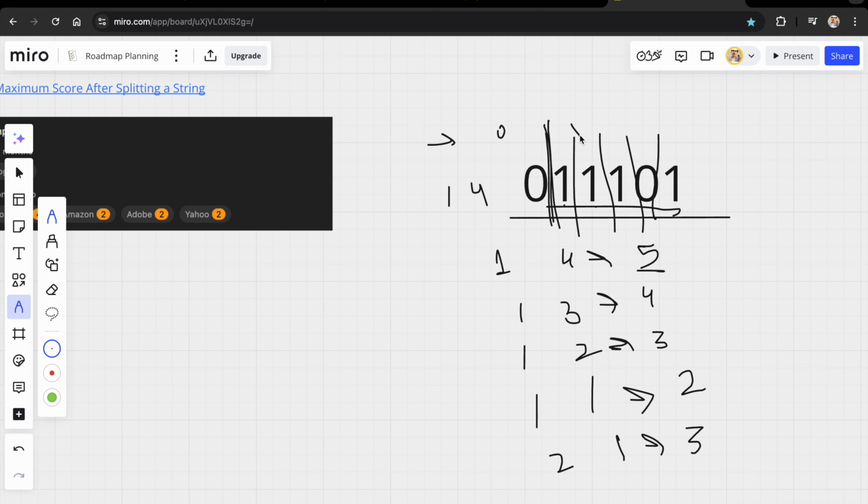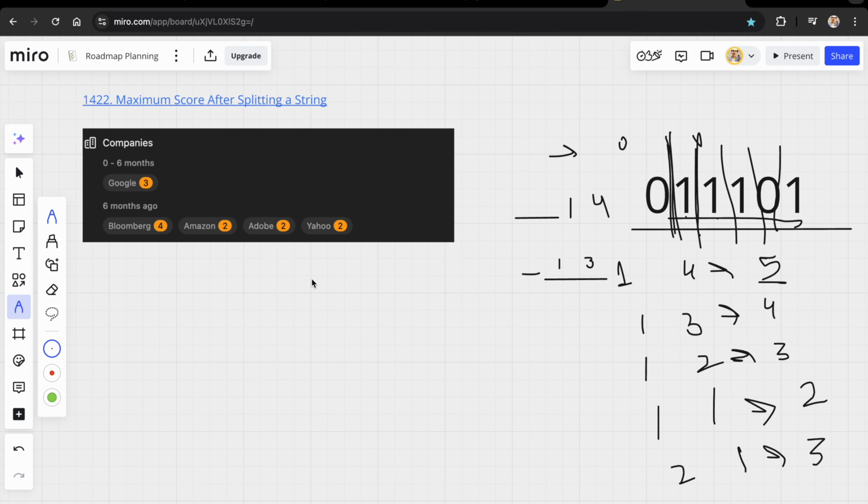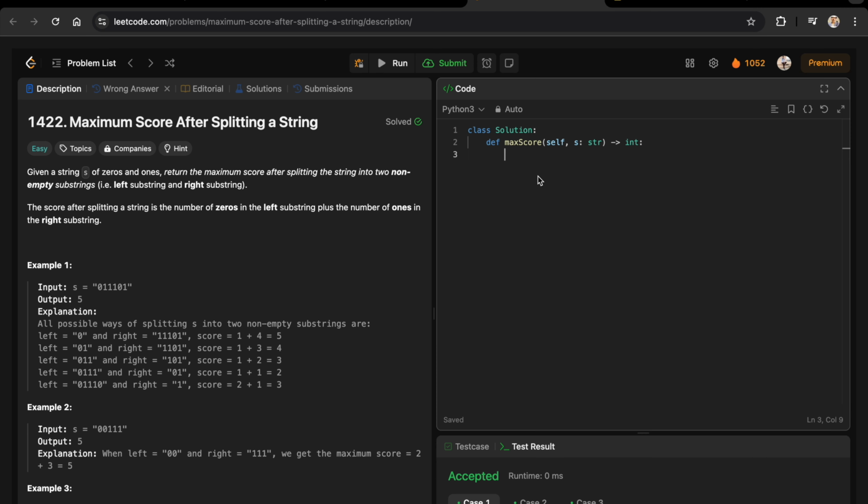After that, if we make a split here, then our count of ones will be decreased by 1, which will be 3, but our count of zeros will be 1 only. So that gives us 5, and this one gives us 4, and we will consider the maximum one. That particular question is asked by companies like Google, Bloomberg, Amazon, Adobe, and Yahoo. So let's try to solve it.